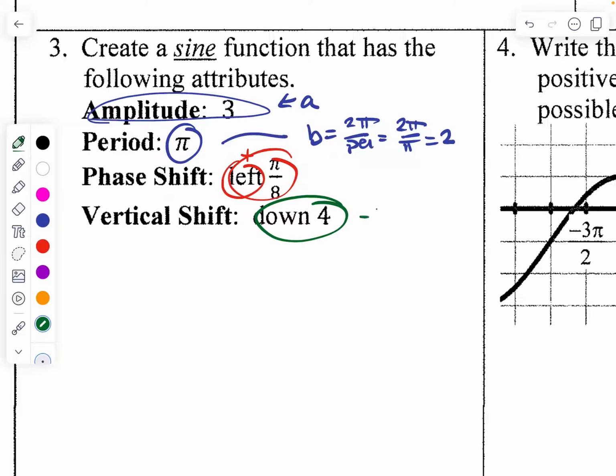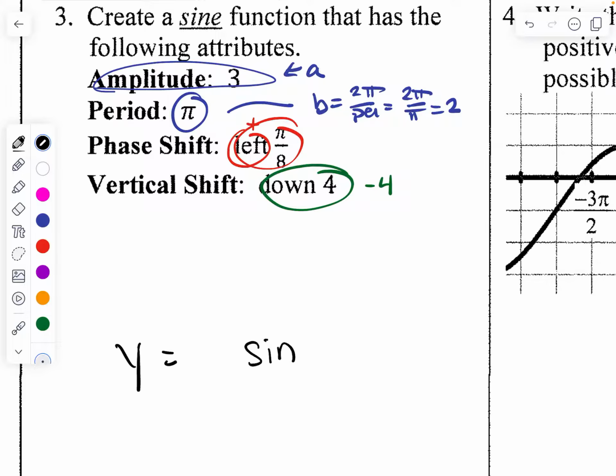So if I sketch this, or if I graph this or write it, I know I'm dealing with the sine function. Here's our amplitude of 3. Our first set of parentheses is going to be the B value. Here's our 2. And then we're going to have x with our phase shift. So remember, if it's a left, we're actually going to go plus pi over 8. And then finally down, vertical shift down 4.